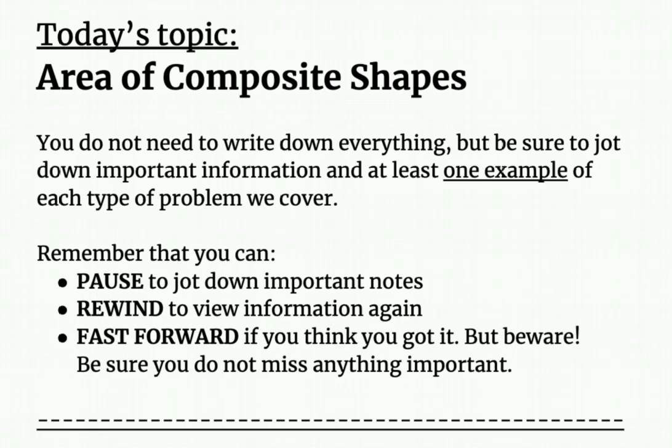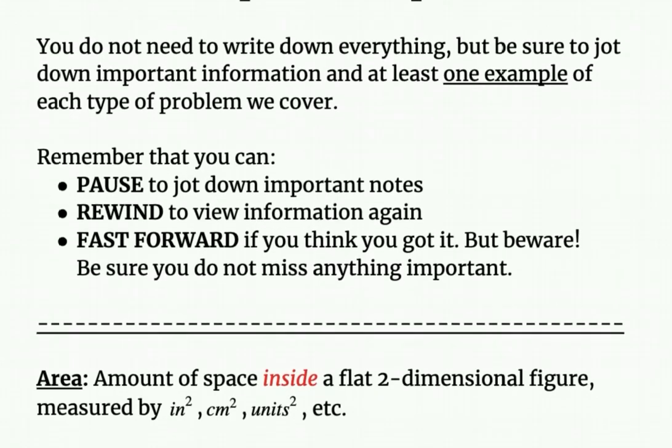So let's start off with a review of area. Area, as you should remember, is the amount of space inside a flat two-dimensional figure. So when we say two-dimensional and flat, we're talking about a shape that you can draw on a piece of paper. And it is measured by inches squared, centimeters squared, units squared, etc. So the units are now going to be squared because it's two dimensions. Instead of just a straight line, it is length and width, which is two dimensions. So both those have their own units, and they're going to be squared together.